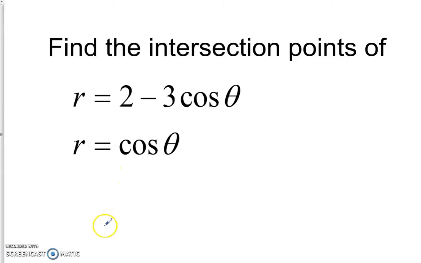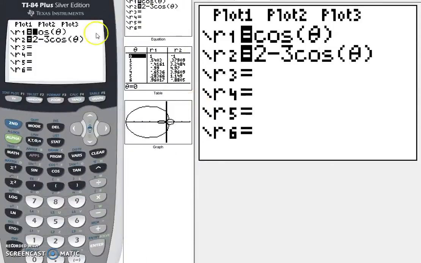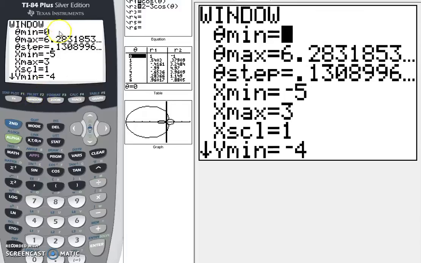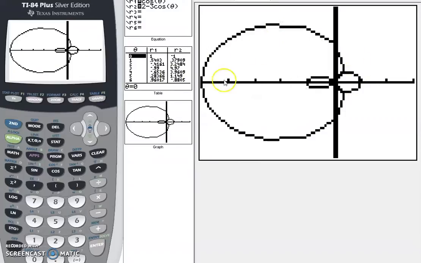Here are again our functions that we're looking at, and I went ahead and put these on the calculator, and my window was from 0 to 2 pi. Again, I went by pi over 24 as my theta step, and -5 to 3, considering what was happening when I'm subtracting there and making sure I could see the whole graph. If I take a peek at that graph, there we go. You can see it over here. And you can see I've got 3 points of intersection. There's one here, and then one here. So let's go ahead and find those.